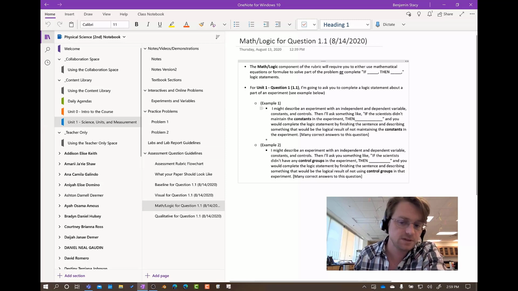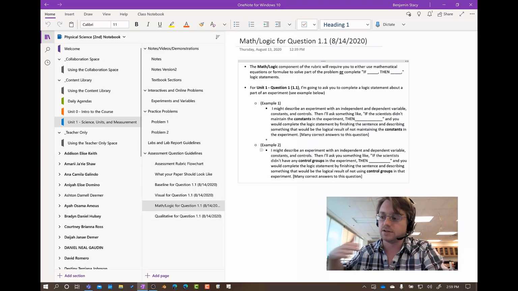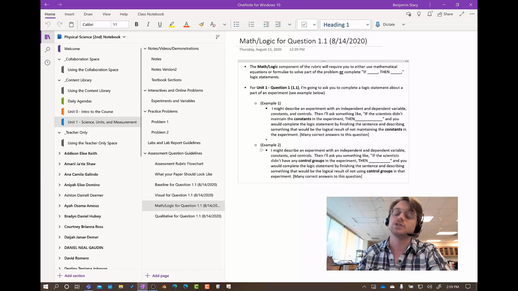If the scientists didn't maintain their constants, or they didn't use a control group in their experiment, then what might happen? How might the result of the experiment be different? How might the experiment be less valid or more valid? Give me some sort of logical result that you can think of and write out. I say please write the full sentence. Write out the if all throughout, then, and the rest of it. Make it one full sentence.